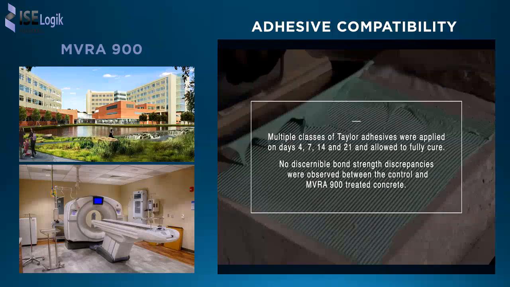The next one is adhesive compatibility. Multiple classes of the Taylor adhesives were applied, and we applied the adhesive all the way down to 4 days. So we did 4, 7, 14, and 21, and then allowed it to fully cure. So there were no bond strength discrepancies observed across the board with any of the classes of adhesives that were used, both with the control and the MVRA 900 treated concrete.